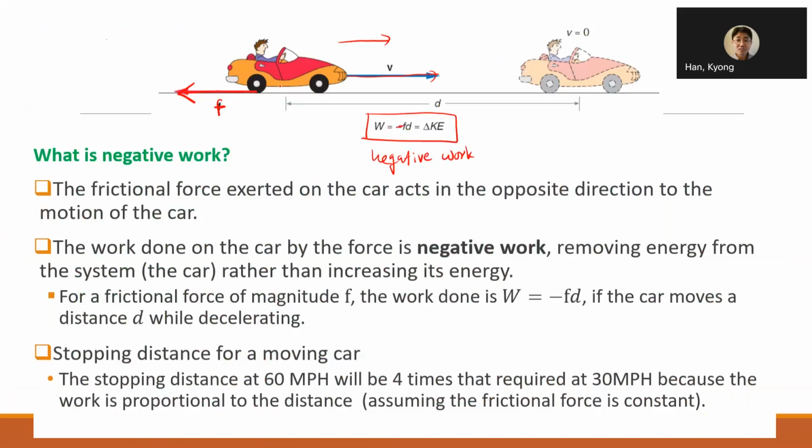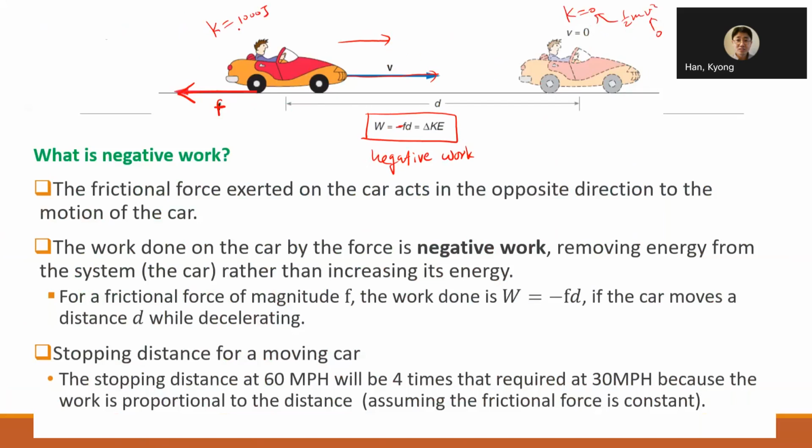Because of this friction, maybe this guy steps on the brake, and the car with some initial velocity will be stopped. Maybe there's a red light there. Then how much work is done? Originally the kinetic energy is maybe 1,000 joule, but the final kinetic energy will be zero, because kinetic energy is equal to 1/2 mv squared, and v is zero, so the kinetic energy must be zero.